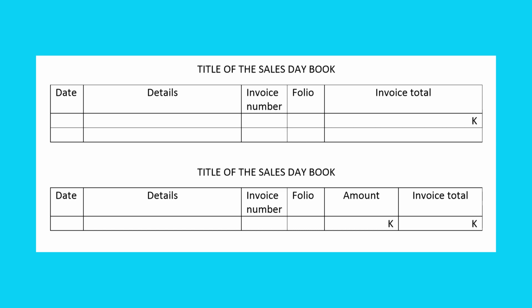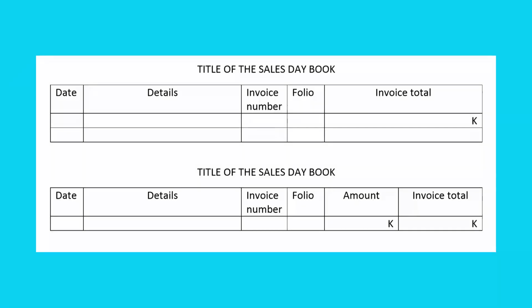So we have that first format, and for the first format we have the title of the sales day book, and in the first column we have date, in the second column we have details, in the third column we have invoice number, in the fourth column we have folio, and in the last column we have the invoice total.